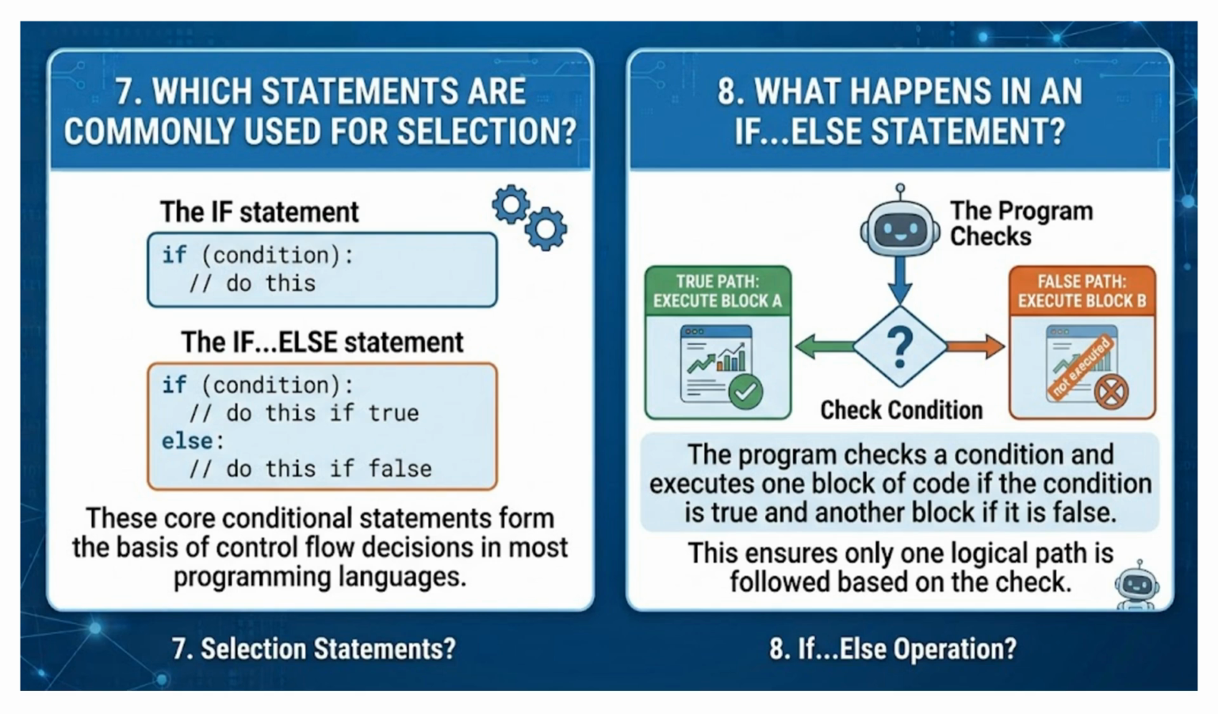The program begins by checking a condition. If the condition is true, it follows the true path and executes block A. If the condition is false, it follows the false path and executes block B instead. Notice that only one path is executed during each decision. The program never runs both blocks at the same time.